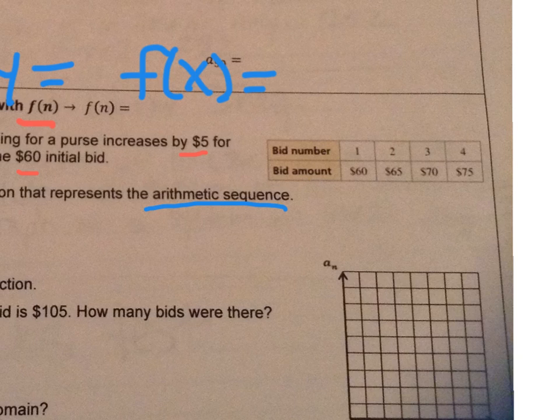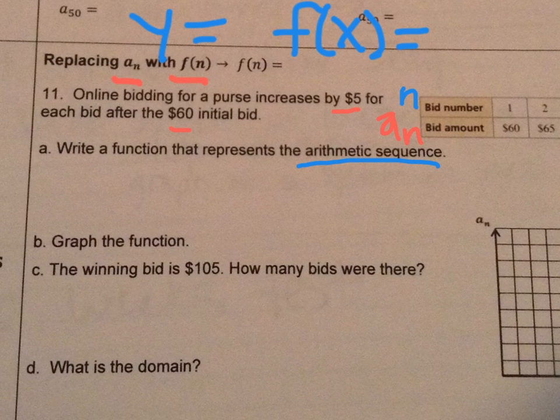So the bid amount, remember x is always on top, y is always on bottom, so the bid amount therefore is the y. And y is the a of n. Now the top part of a table, like we said, is always x, and so x in this case is n, the position number of each number in the sequence. So $60 is the first term in the sequence, so n is 1. 65 is the second term in the sequence, so n is 2, and so on.